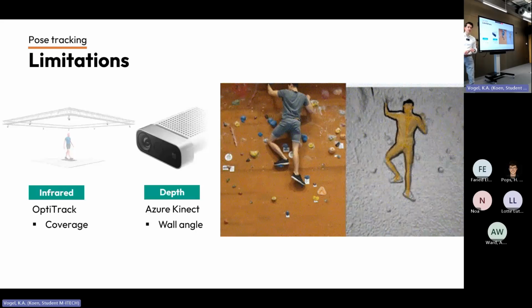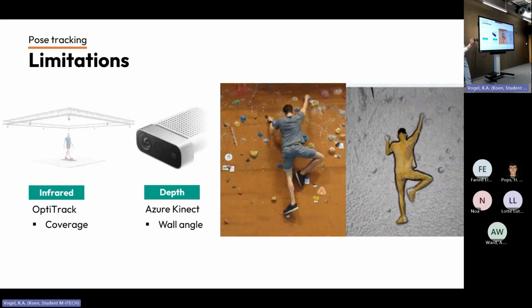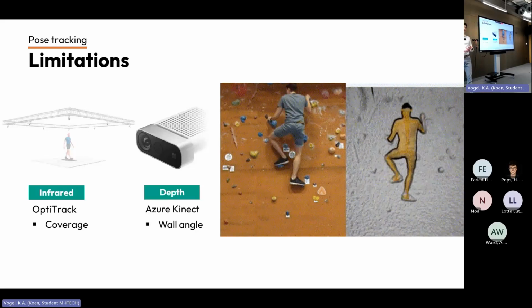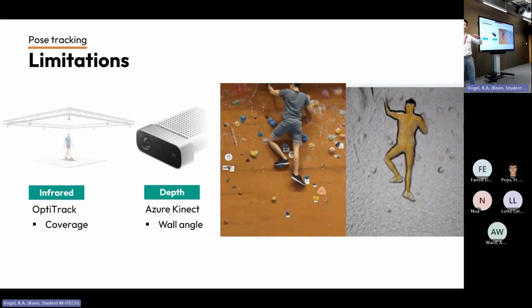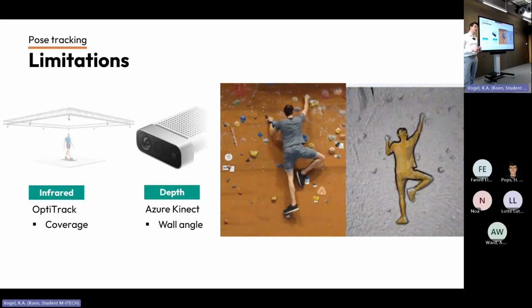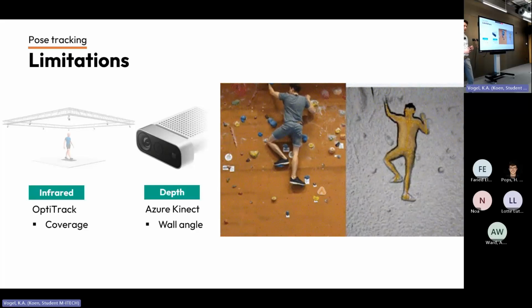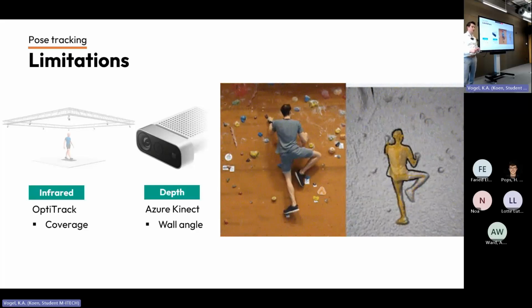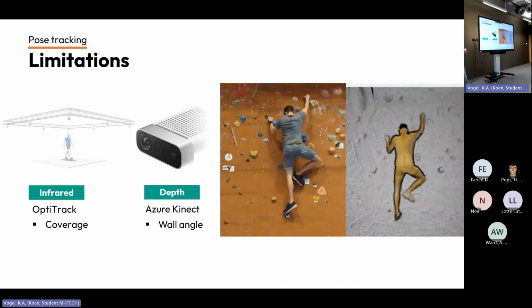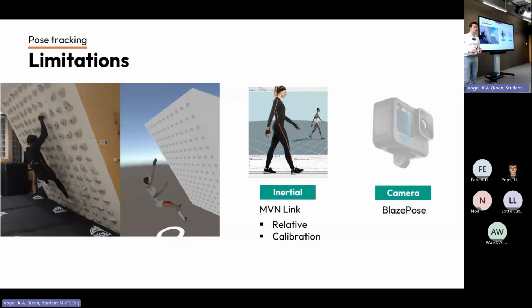Second is the depth-based system, which works pretty accurately on a flat wall, but as soon as the body of the user is not in the same plane as the camera, meaning on an angled climbing wall, for instance, this accuracy really falls short and is also pretty much unusable. The inertial suit suffered from another limitation.